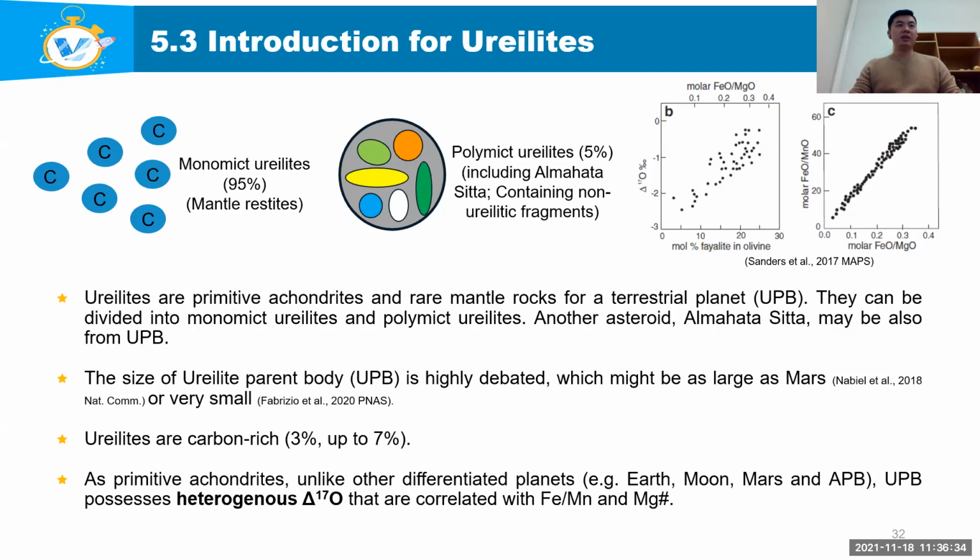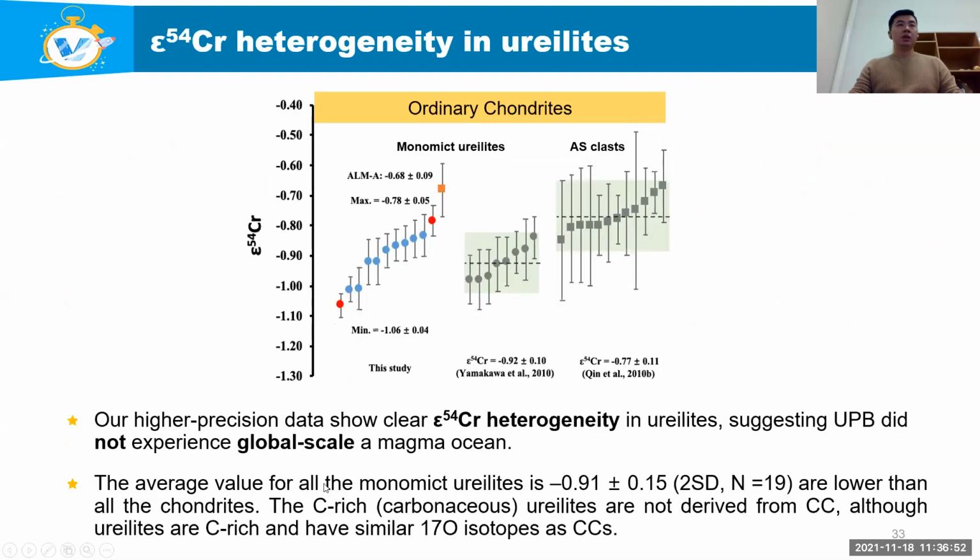And as primitive achondrites, unlike other differentiated planets, the Ureilite parent body possesses heterogeneous oxygen isotopes that are correlated with the iron manganese ratios and magnesium numbers, as seen in the right figure. My high precision data show that Ureilites have a clear epsilon 54 chromium heterogeneity. And this suggests the Ureilite parent body did not experience a global scale magma ocean.